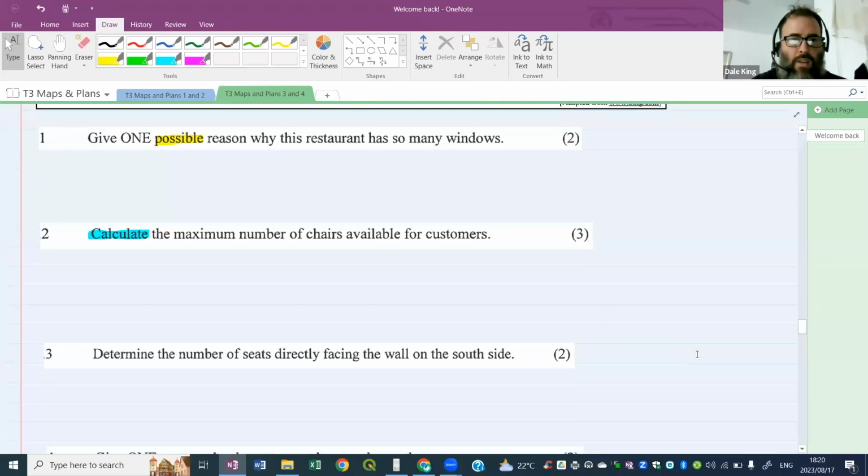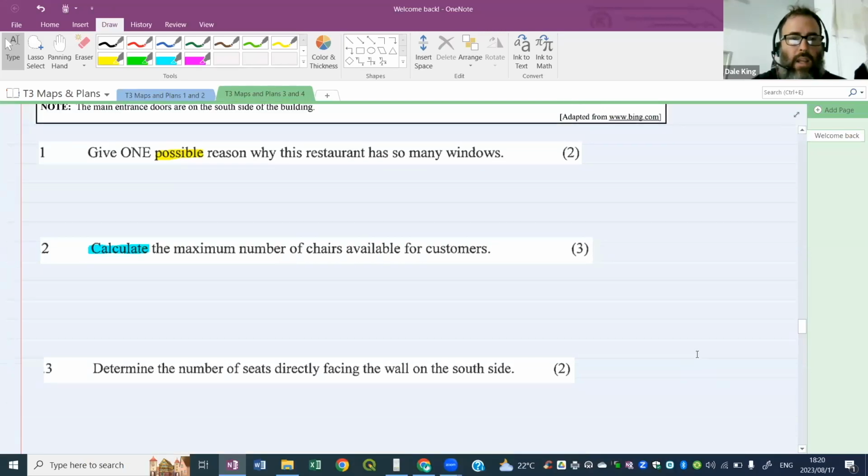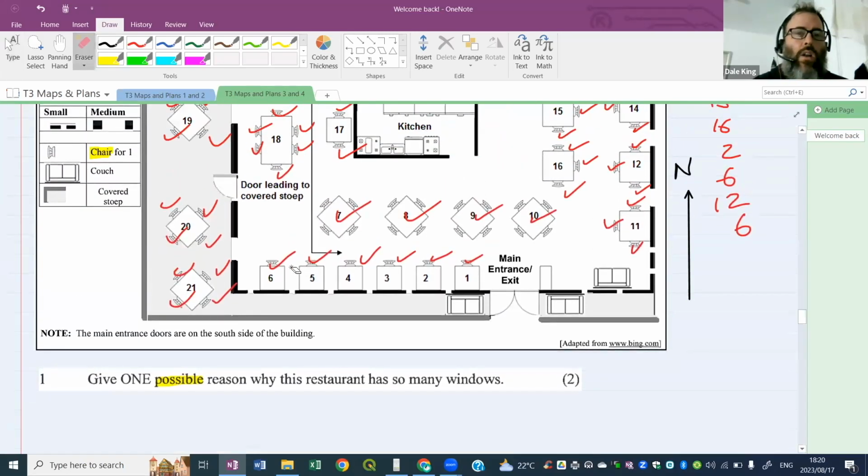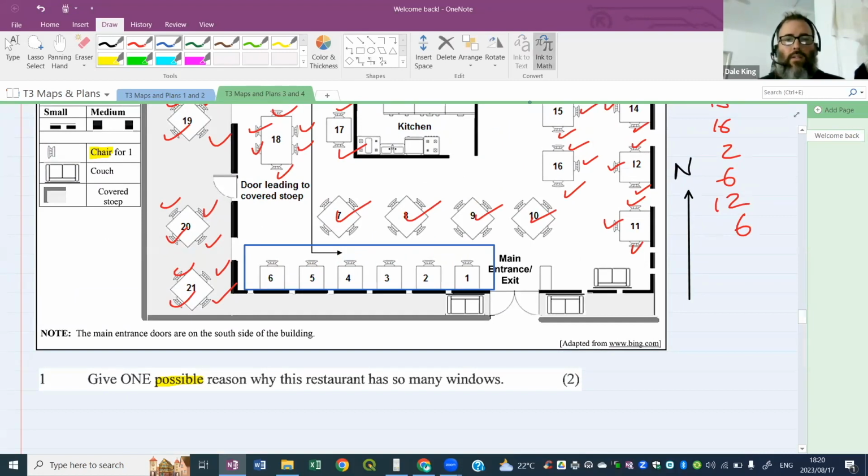Determine the number of seats directly facing the wall on the south side. Now, what I think they are talking about is this side down here, the south side, the seats facing the wall on the south side. I think they're talking about those. Yes, you can all see there are 6.